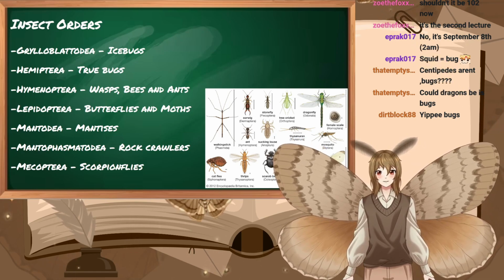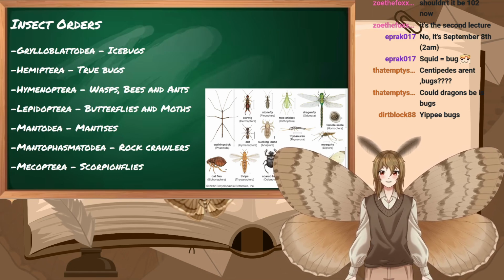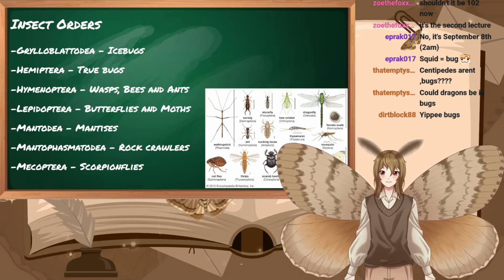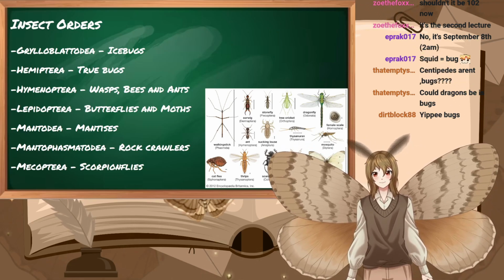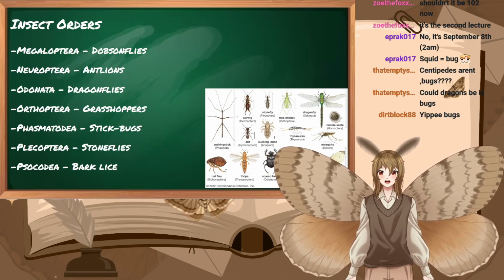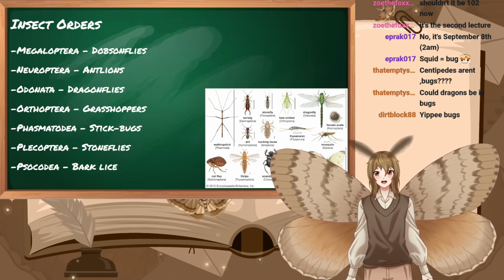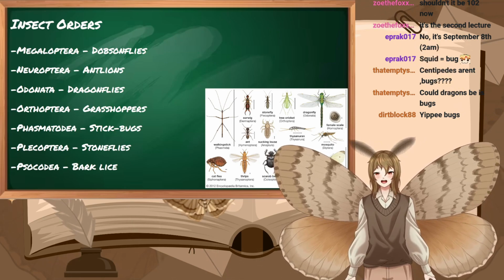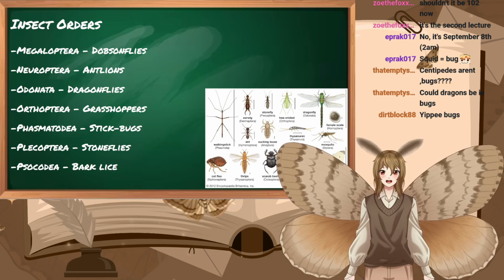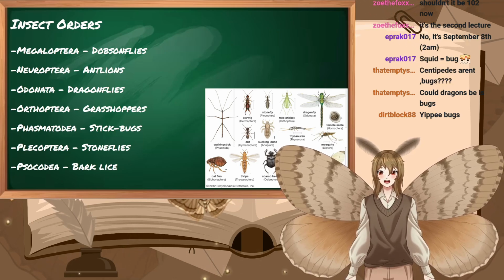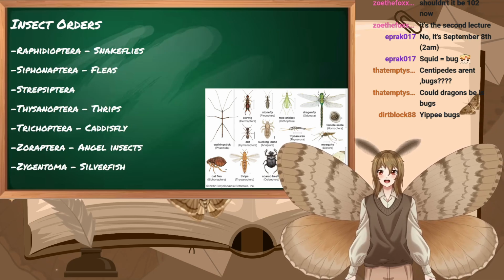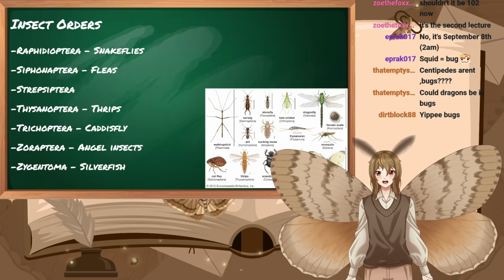Hymenoptera, which are wasps, bees, and ants, they're all very closely related. Lepidoptera, which are butterflies and moths. Mantodea are mantises. Mantophasmatodea are the rock crawlers. Mecoptera would be scorpion flies. Megaloptera are dobson flies. Neuroptera are your antlions. Odonata are your dragonflies. Orthoptera your grasshoppers. Phasmatodea your stick bugs. Plecoptera are stoneflies. Psocodea your bark lice.